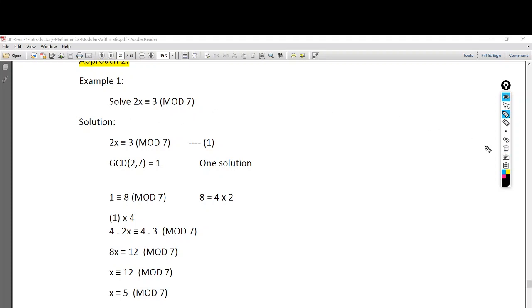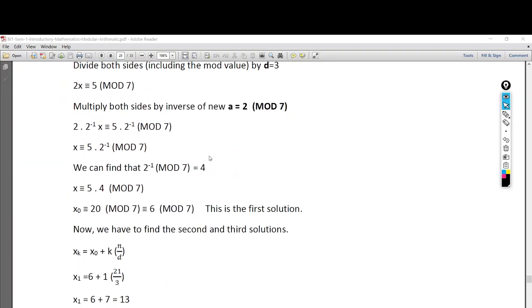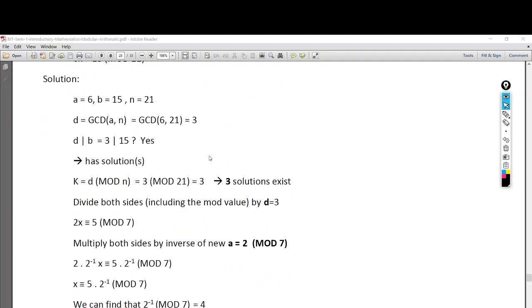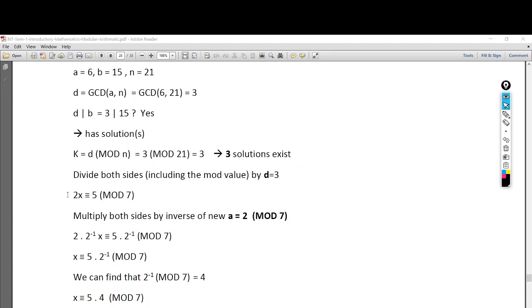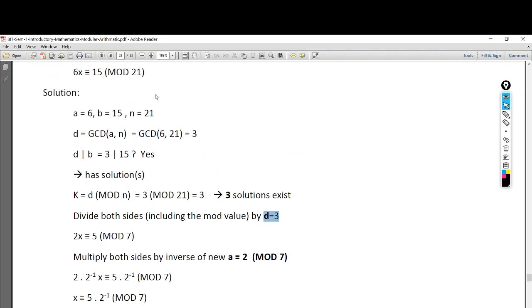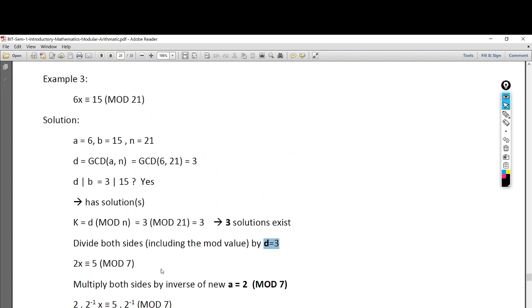Then someone will ask, if you can't divide by a number, how in the world do you divide here? I asked you to divide the entire thing by 3, even the mod value. In this case, the entire thing by 3: 6 is divided by 3, 15 is divided by 3, 21 is divided by 3. So you can see that it's a trick that we did.